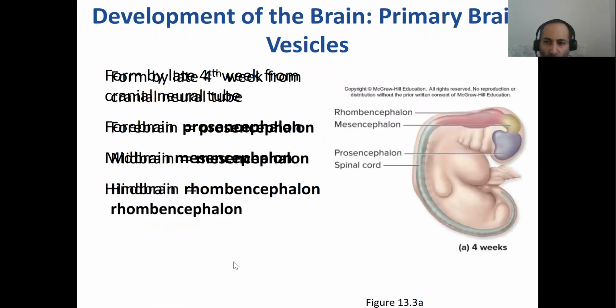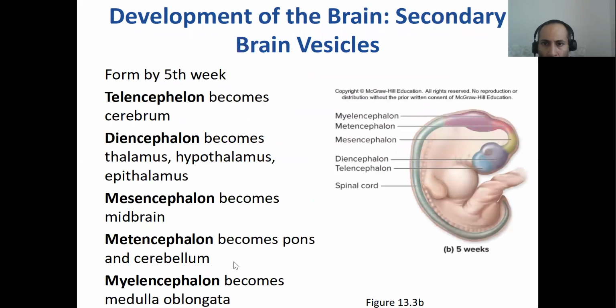Or you can have spina bifida occulta, which is a much lesser defect and is compatible with more of a normal life, okay?